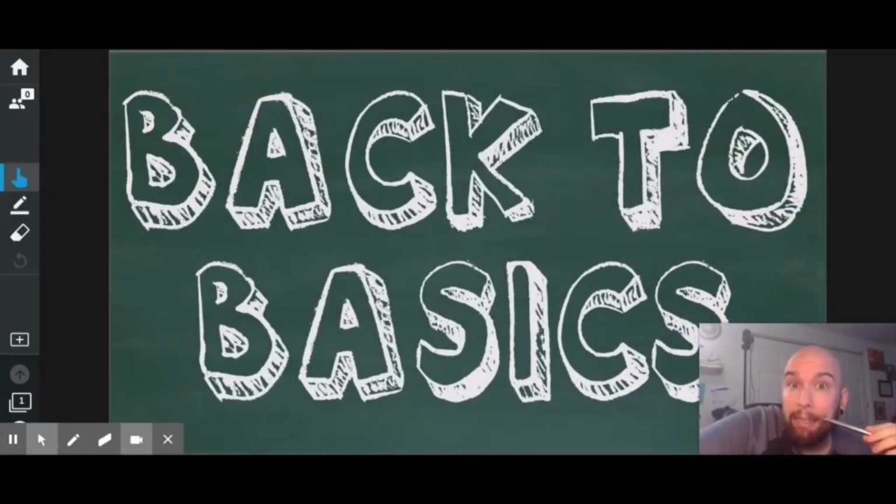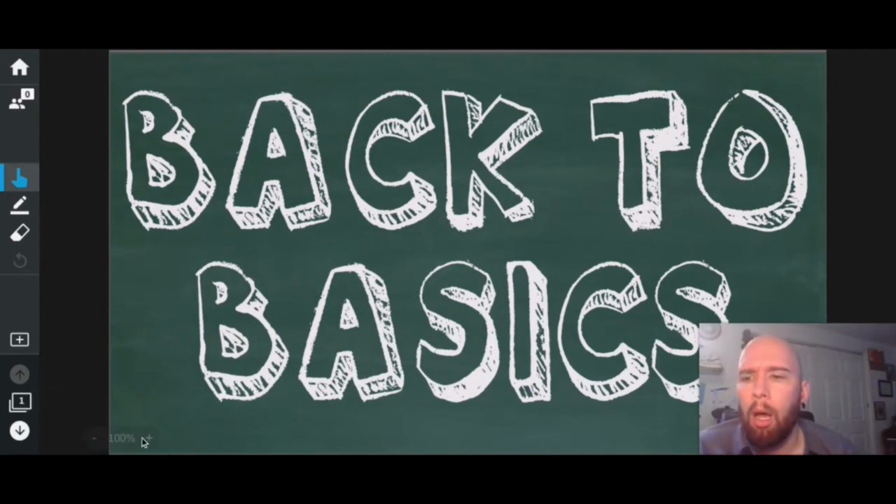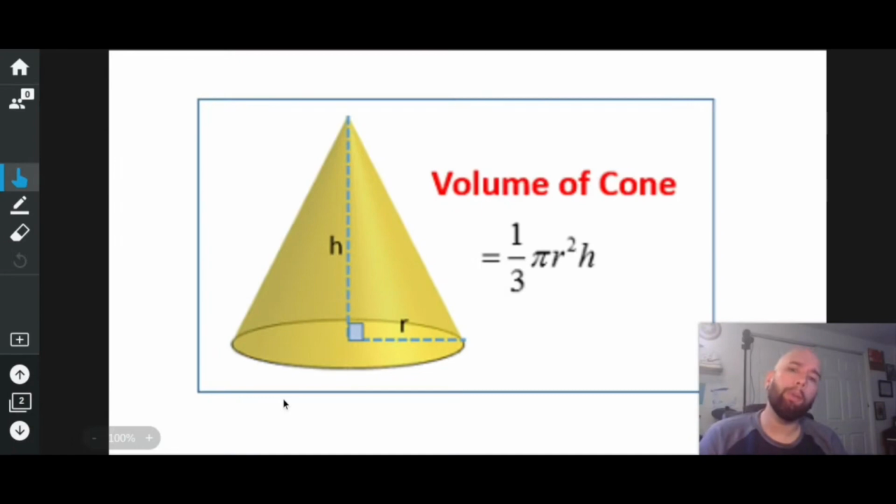Back to basics. Let's talk about cones today, shall we? What is a cone? Well, a cone is basically a cylinder with two chunks hacked away from it. And that makes sense when you look at the volume, because if I were to take a cylinder and hack off one chunk and hack off two chunks, I'm left with one chunk, or 1/3 of the volume of a cylinder.